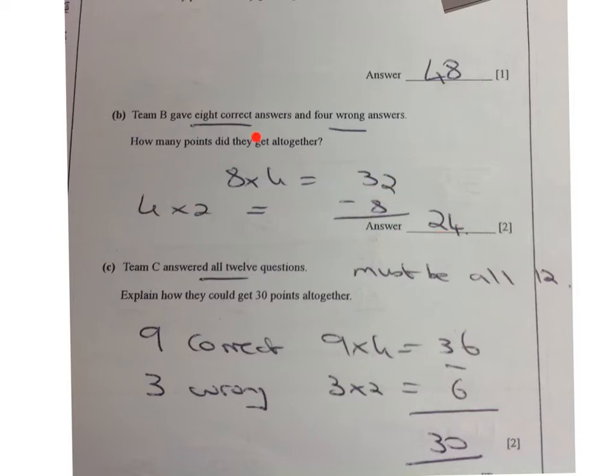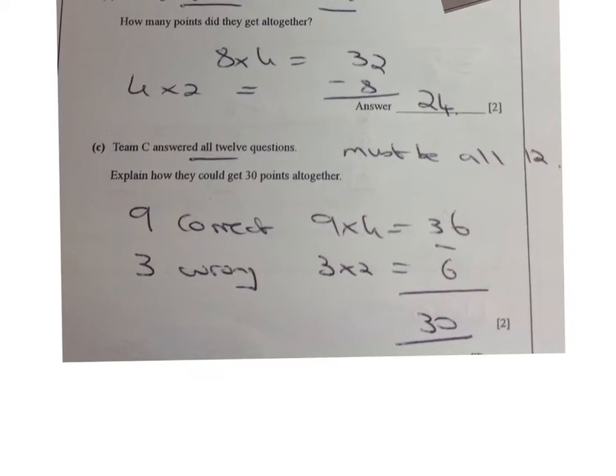You'll note that I've done the workings out. Make sure you do the workings out. And part C, the only difficulty in this question is you must use all 12 answers. So for example, you could actually get 30 by not using all 12, but you must use all 12. So the answer would be 9 correct, which is 36, 3 incorrect, which gives you 6, and you take them away. Again, boys and girls, be very careful to show all workings. Any question that has more than 1 mark requires workings.